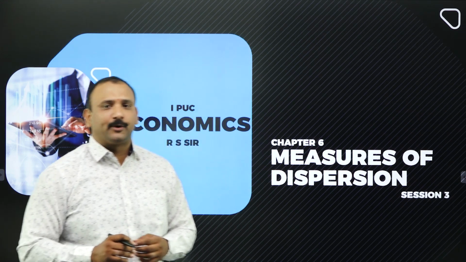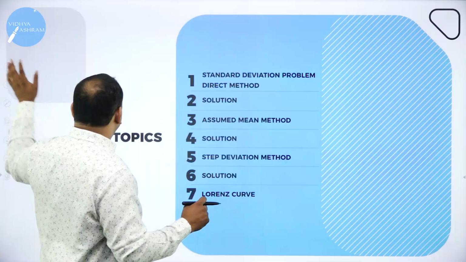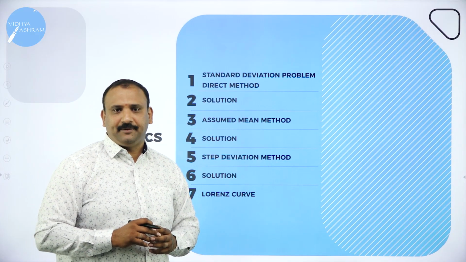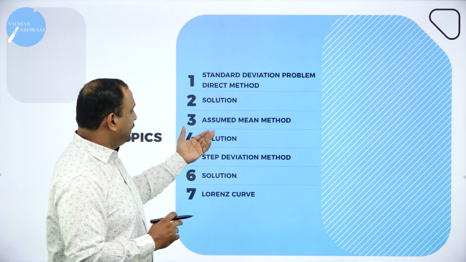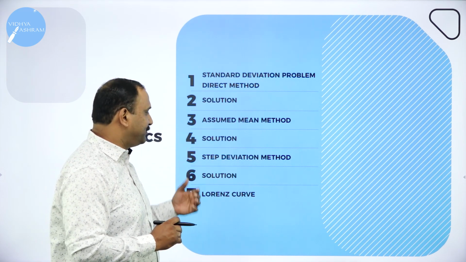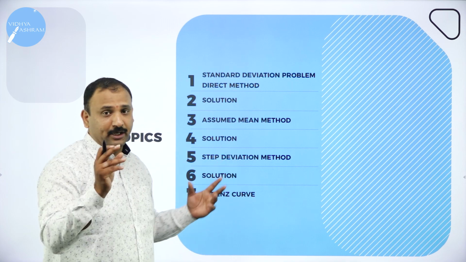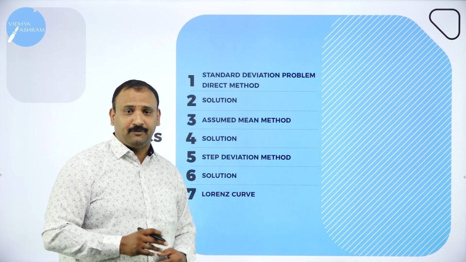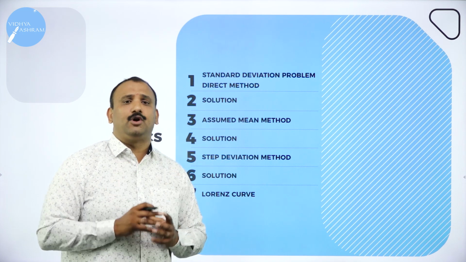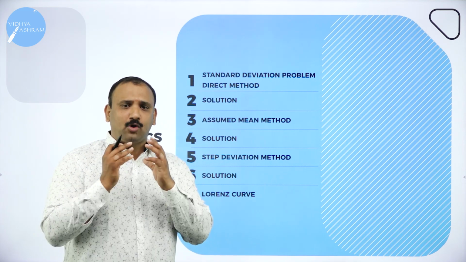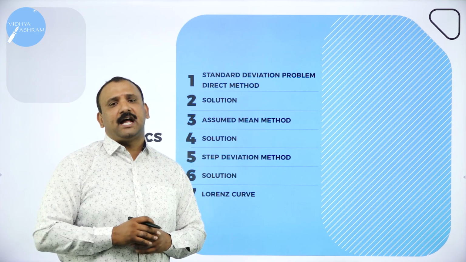So let's have a quick look into the topics for today. These are the topics: the standard deviation problem, direct method, we have the solutions for it, the assumed mean method with the solution, the step deviation method with the solution, and not to forget the Lorenz curve. That's a very, very important topic that we are going to address in terms of statistics. So let's go forward and try to understand the problems.